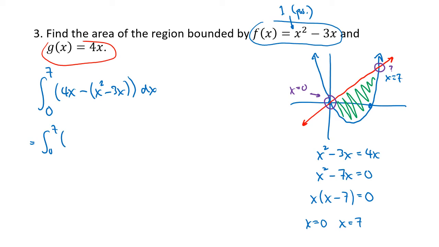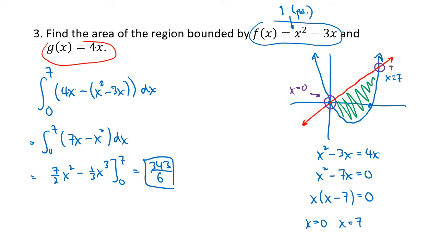So let's collect like terms. 4x minus negative 3x is 4x plus 3x, which is 7x. And then we still have a minus x squared. We take our antiderivative. We get 7 halves x squared minus 1/3 x cubed. We've got to plug in 7, plug in 0, and subtract. And when we do all that, we get 343 over 6.